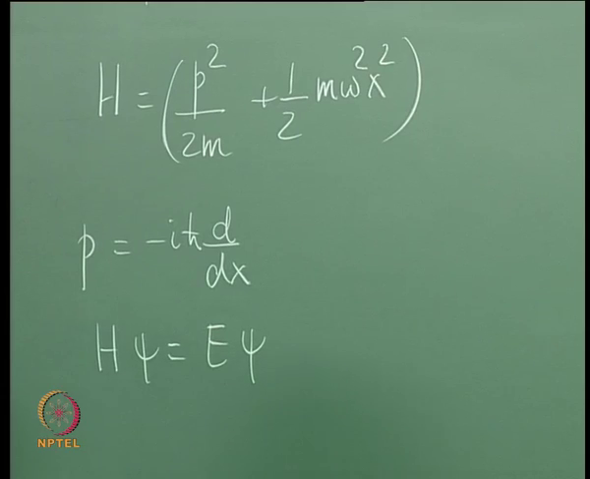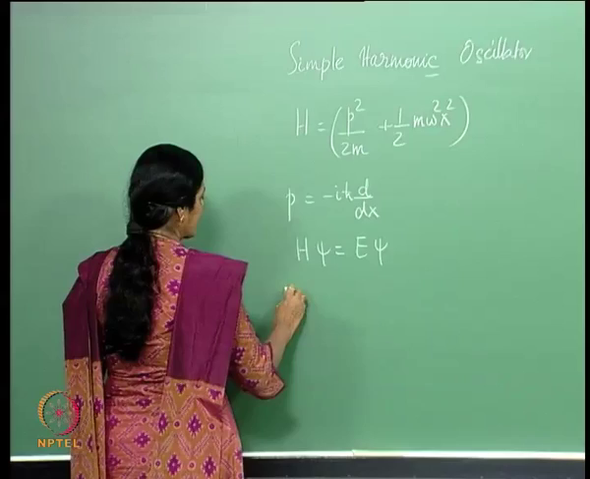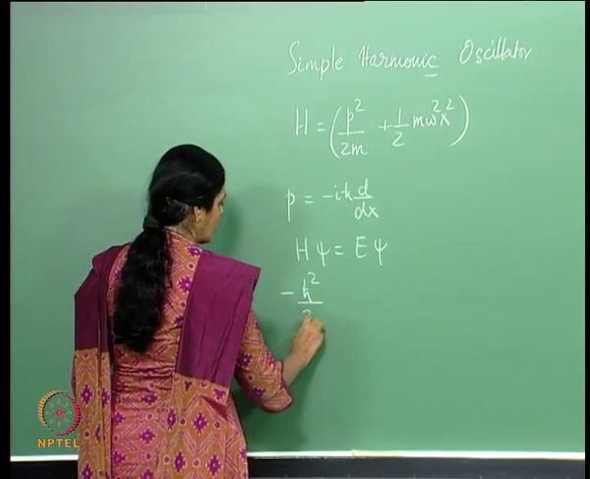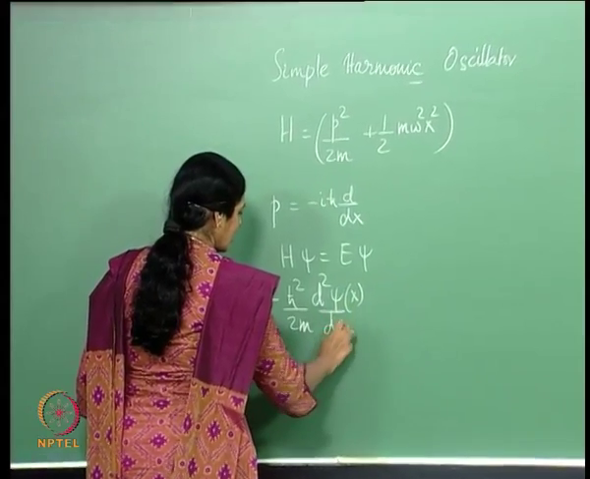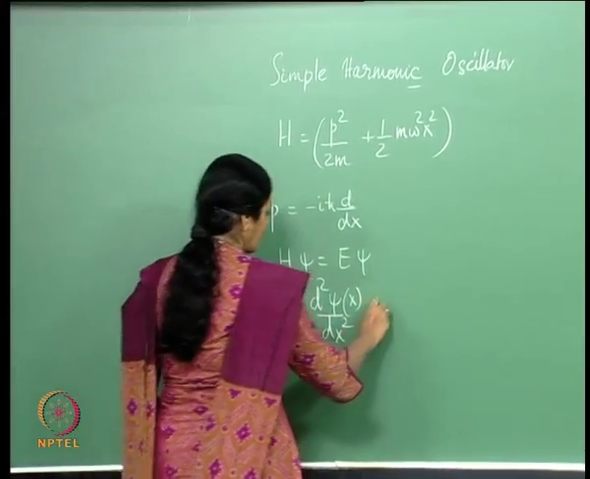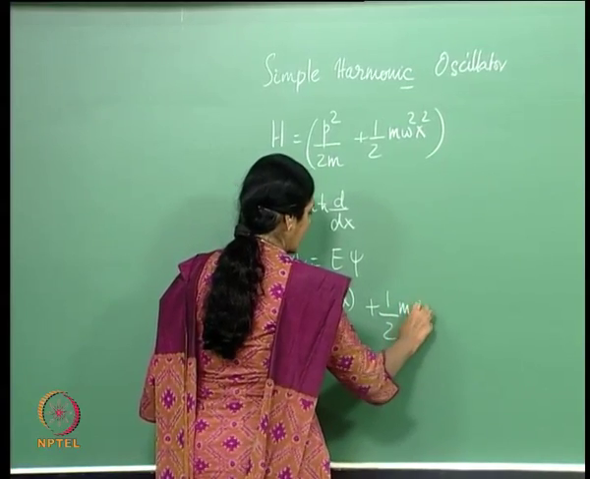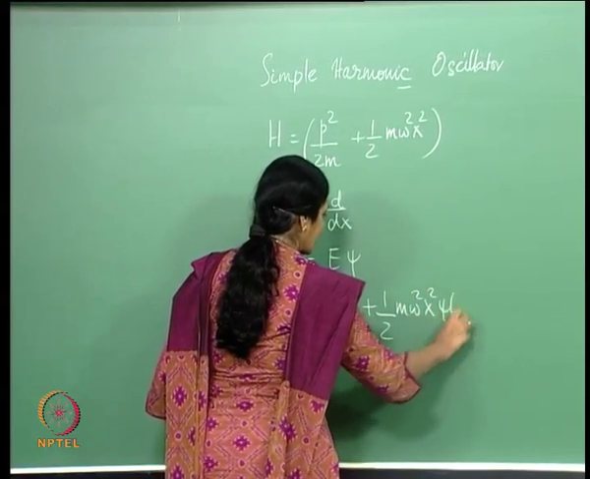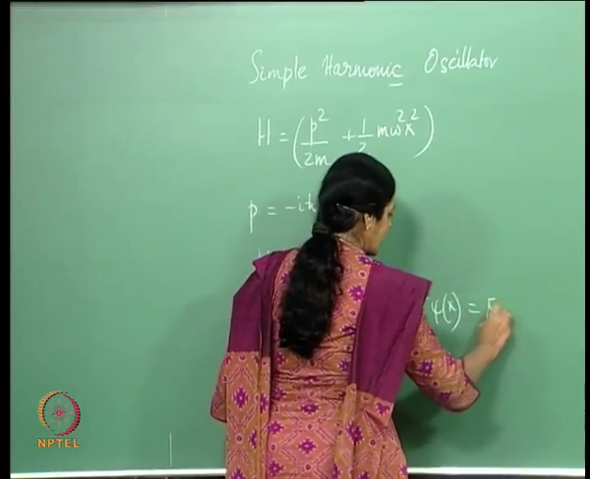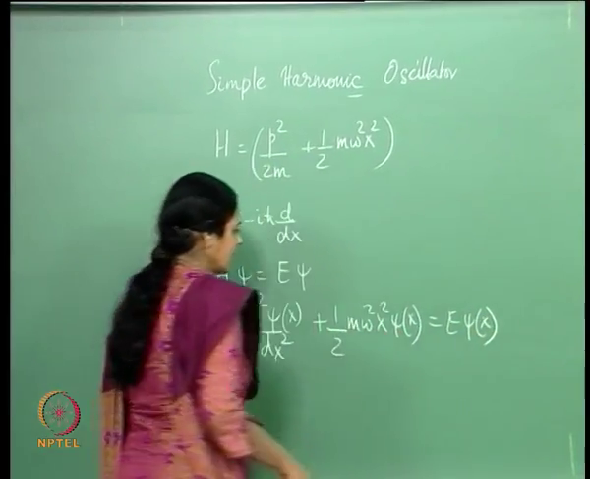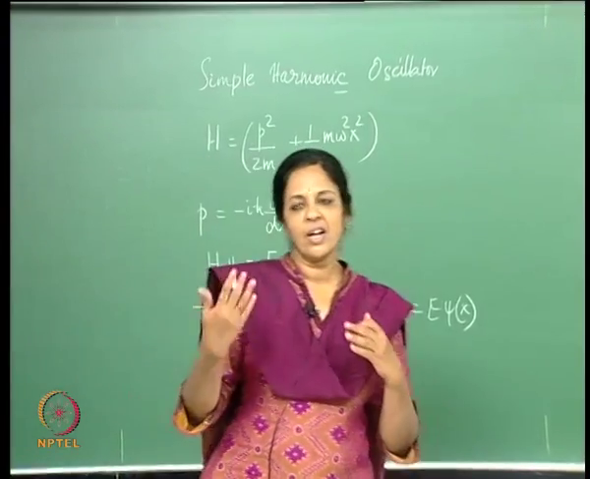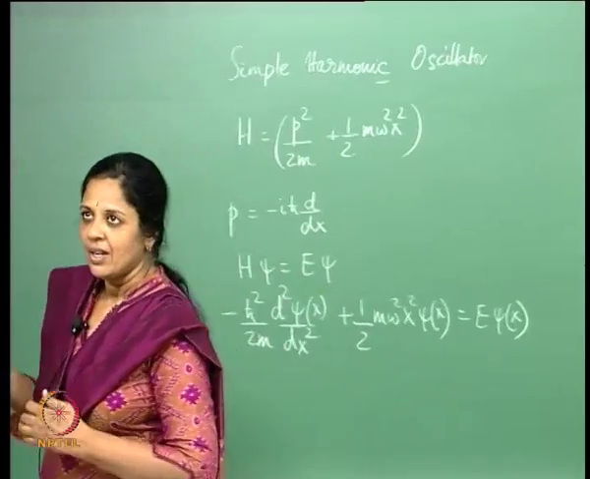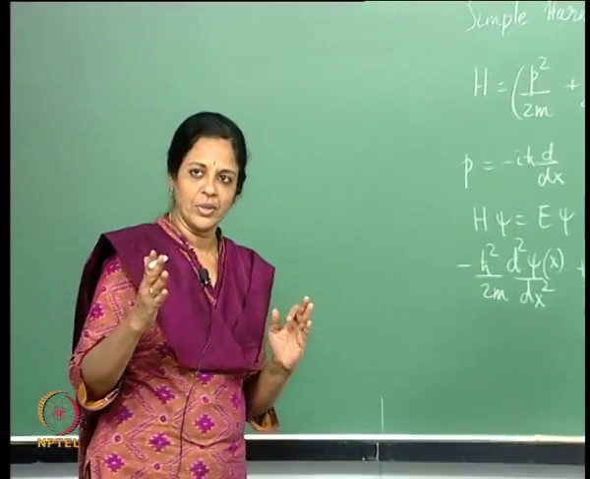That was the time independent Schrodinger equation, and therefore we had minus h cross squared by 2m d2 psi of x by dx squared plus half m omega squared x squared psi of x is equal to E psi of x. Of course, we realized that there was a part in general which was a function of time, and that was not the time independent Schrodinger equation.